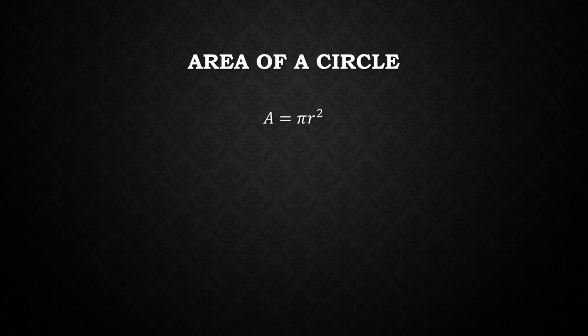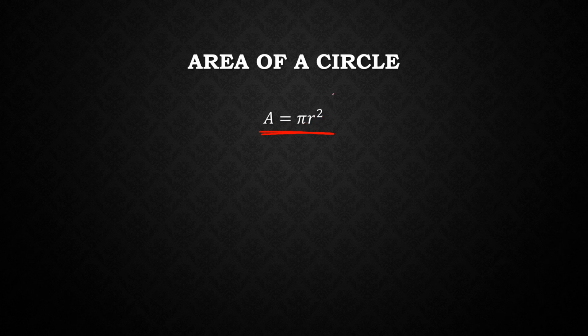Okay, formulas are huge. If you do not know the formula, you cannot solve these problems, which means I would write these down somewhere so that you have them at all times, because with the formulas, it makes these questions so much easier. Alright, so area of a circle. Here is our formula. Area is equal to pi radius squared.